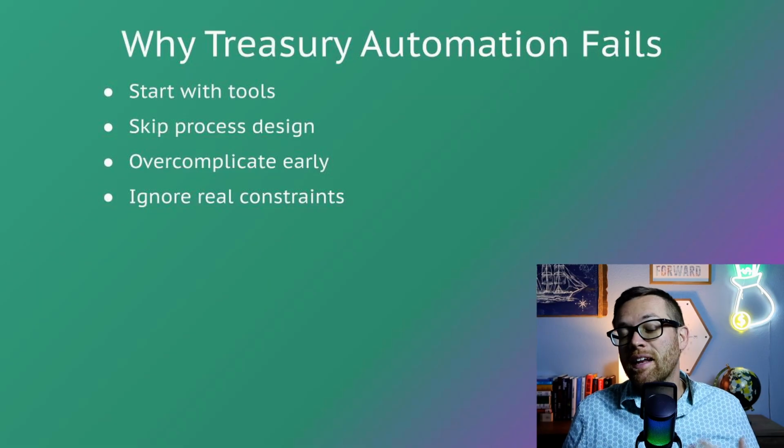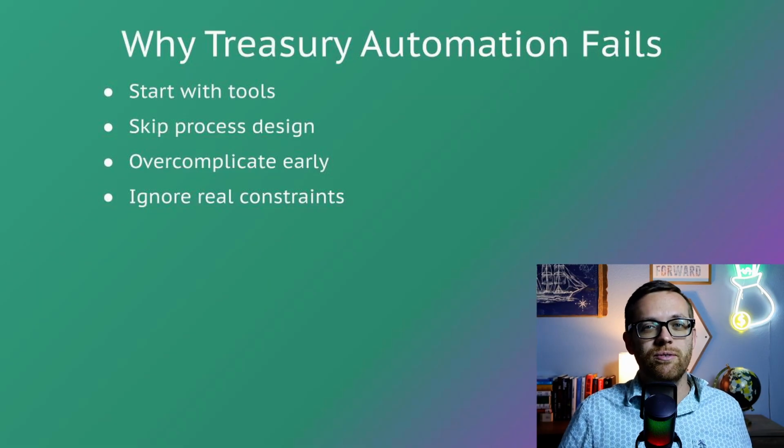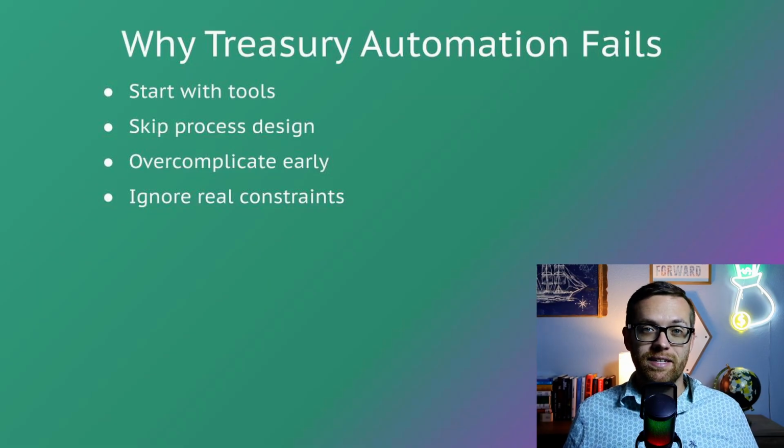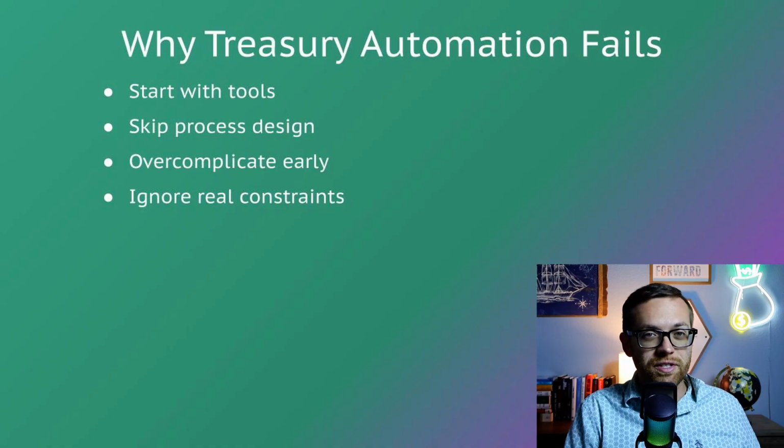Now, before we talk about how to automate Treasury work, we need to talk about why most Treasury automation efforts quietly fail. Not in a dramatic crash and burn way, but in a much more dangerous way, where something gets built, a lot of time is spent, it's partially used, and then it's slowly abandoned. Most automation efforts fail because they start with tools instead of starting with thinking.